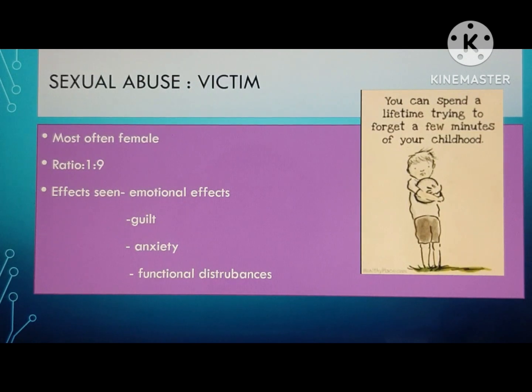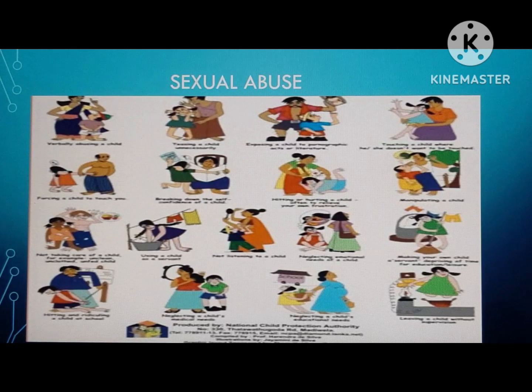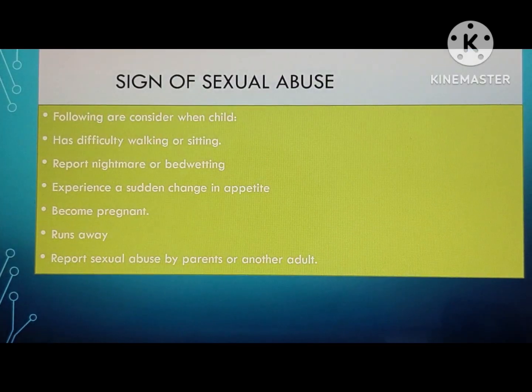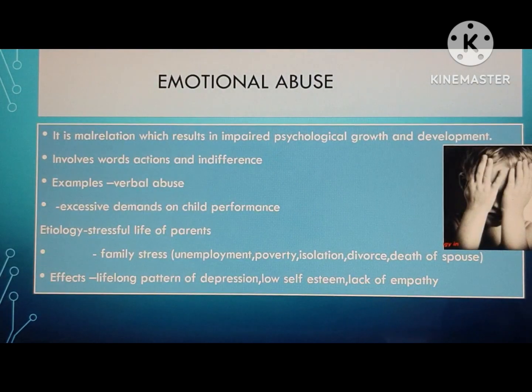Effects are emotional effect, guilt, anxiety, functioning. These are the effects caused in the child who is sexually abused. These are some pictures of sexual abuse. Signs of sexual abuse. The following are considered when the child has difficulty walking or sitting, nightmares, bedwetting, sudden changes in appetite, becomes pregnant, runs away, reports sexual abuse by parents or any other adult.